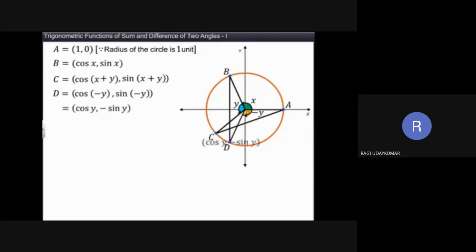So these are the different coordinates of A, B, C, D, which are also given in your figure. The D coordinates are cos of minus y, which is cos y, and sin of minus y, which is minus sin y.